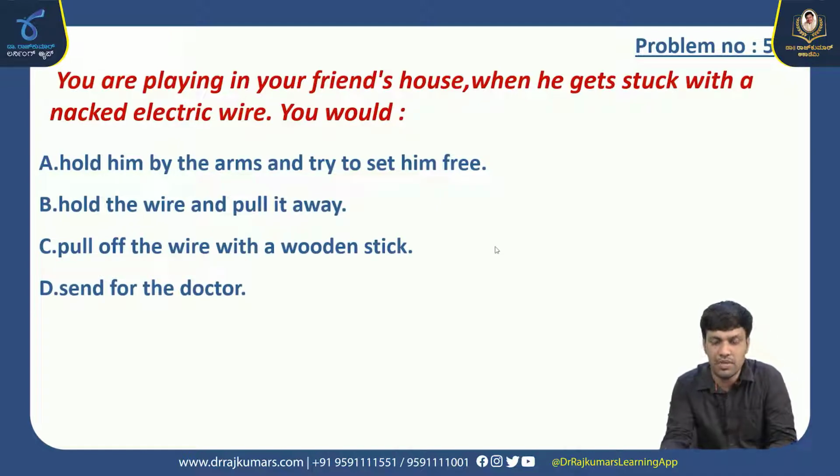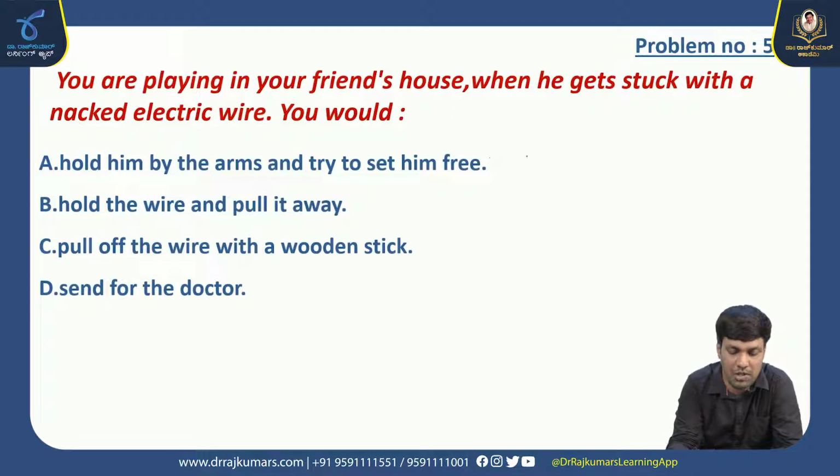In this situation, rescuing without harming your life is the prime priority. When your friend is in danger, rescuing him without harming your life is your first priority. So let's go through the options. Hold him by the arms and try to set him free: you should not do that, because you may also get an electric shock because of the movement of current. Hold the wire and pull it away: the same way, you should not touch the wire, as you may also get the same shock.